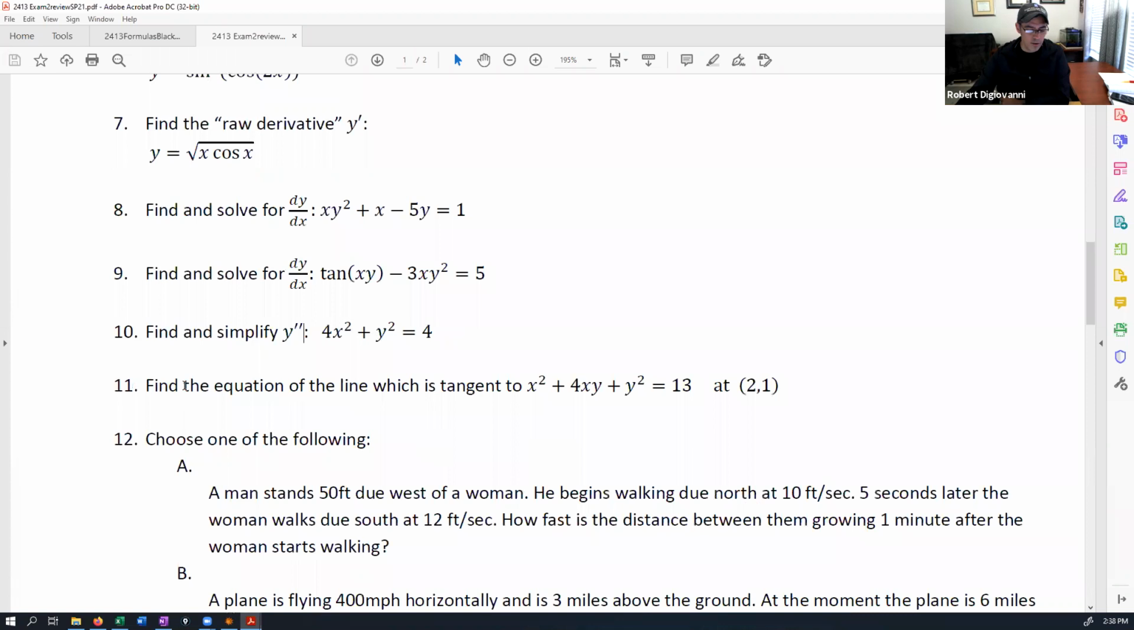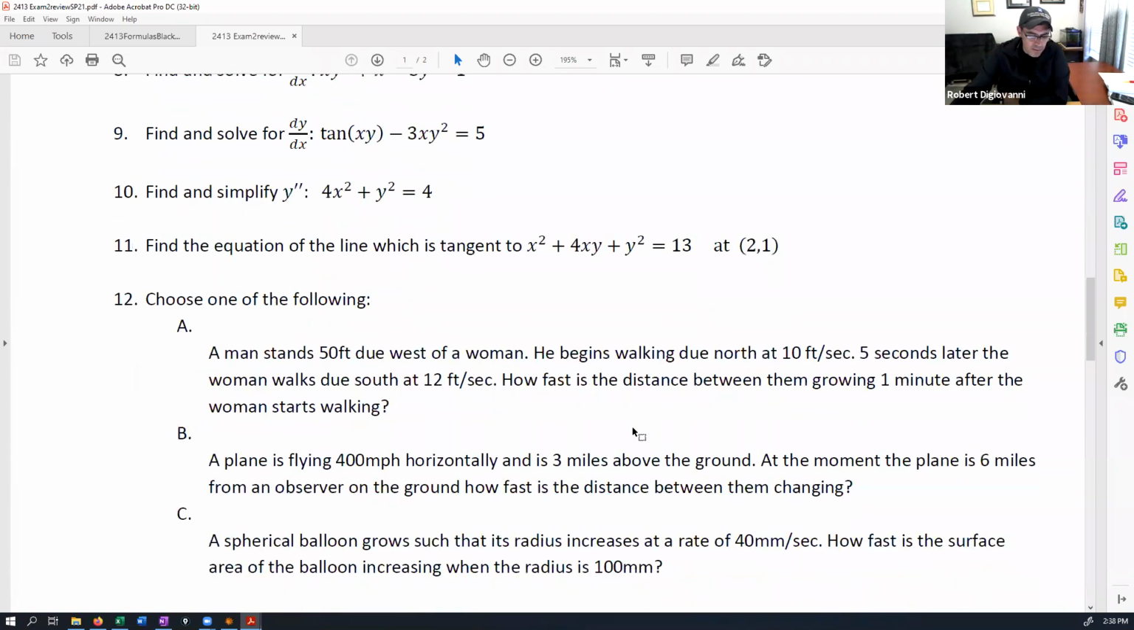Then a problem where you're supposed to find the equation of a tangent line, which means you have to use the formula y minus y1 equals m times x minus x1, but you've got to figure out what the slope is. To find the slope, you have to take the derivative of this, but you have to use implicit differentiation to do that. So I'm just going to let you do this and figure out how. You're going to work through this and see how it goes.